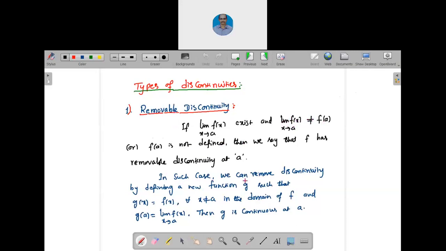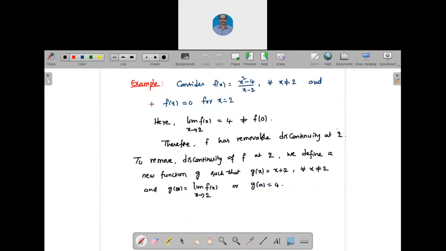In such a case, we can remove this kind of discontinuity by defining a new function g such that g of x is equal to f of x for all x not equal to a in the domain of f, and g of a is equal to the limit of the function f of x at x equal to a. Then g is obviously continuous at a. Let us discuss with an example.